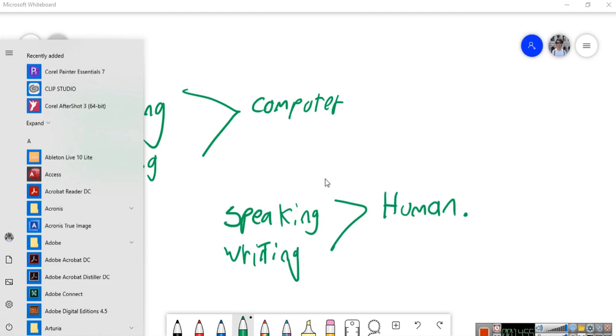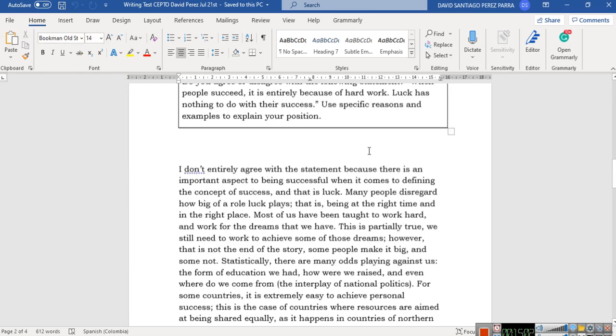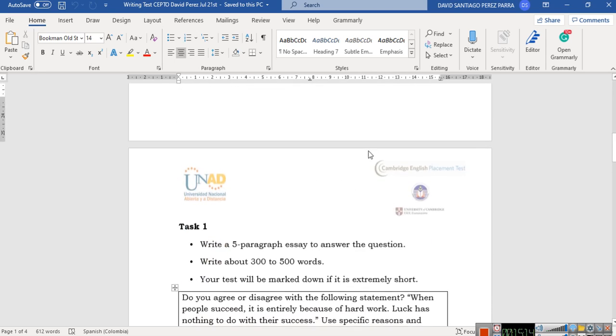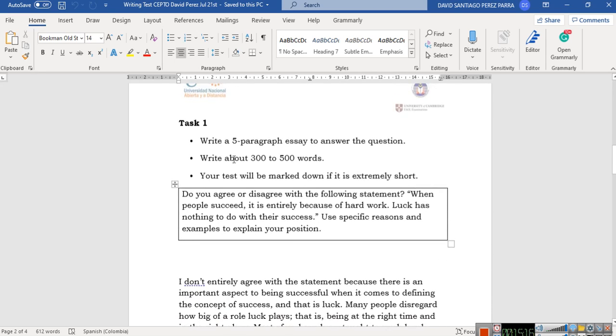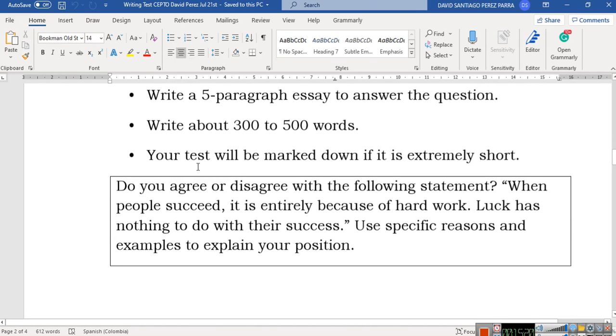I want to show you how that test looks like, because I did it very recently, about 4 months ago. The speaking and the writing session is done by Skype. You're going to have the teacher that's going to evaluate you. And here you have task 1. Write a 5-paragraph essay to answer the question. Write about 300 to 500 words. Your test will be marked down if it's extremely short.